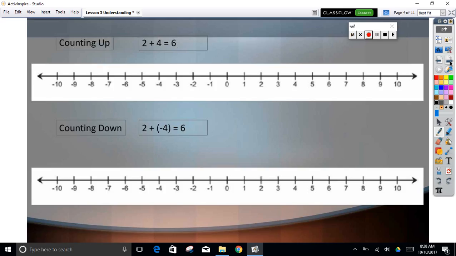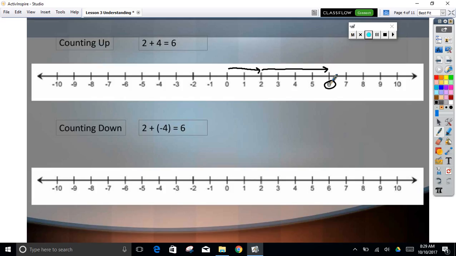Okay, counting up. Normally whenever we add, we're counting up, right? So let's look at 2 plus 4 equals 6. If we start at 0, we go up 2, we count up another 4, and we end at 6. Normally when we add, we're counting up. So this problem shows addition, which is counting up.